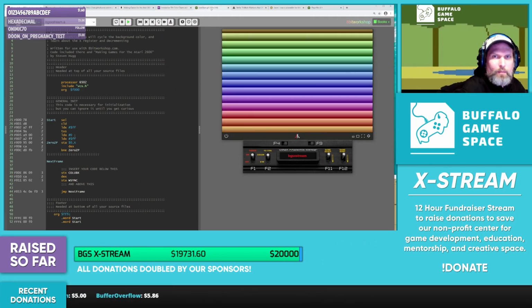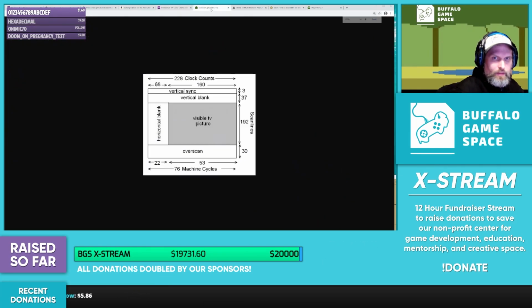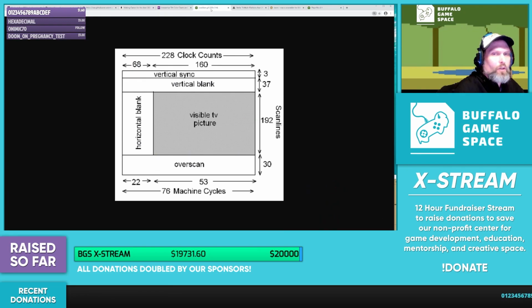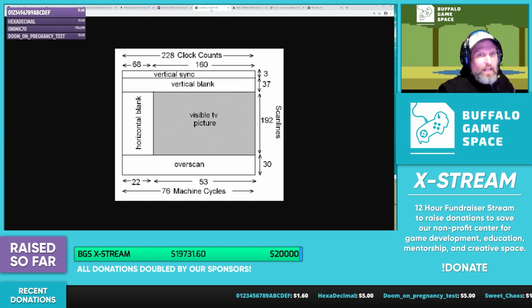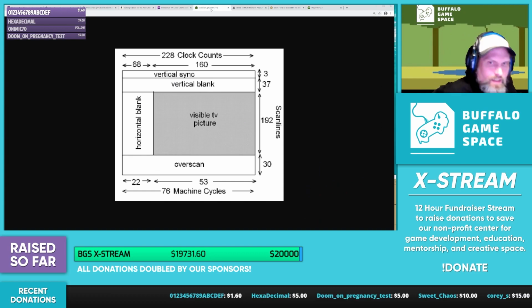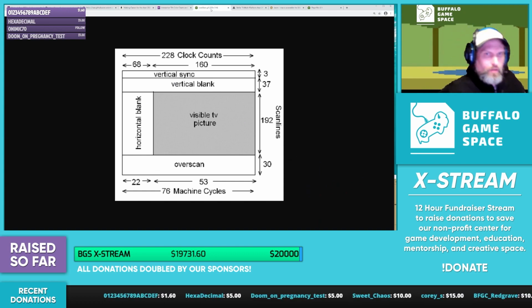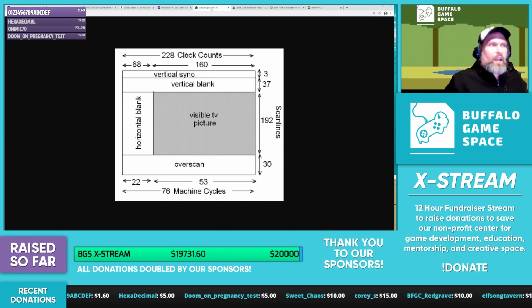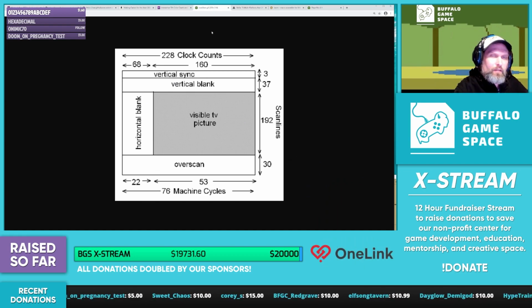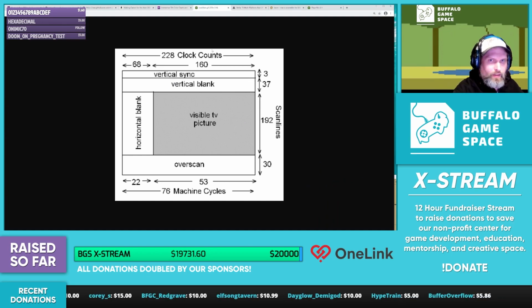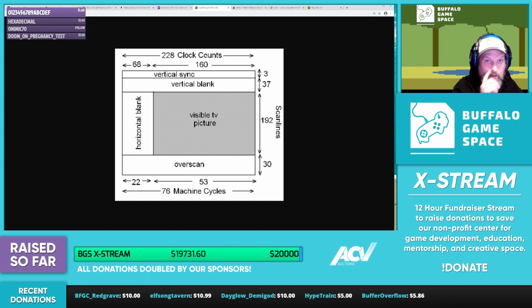Okay, so remember when I said the Atari 2600 was incredibly difficult to develop on? What you're looking at here is a diagram of the NTSC picture signal. And the fact that you have to start by understanding how NTSC works to even understand how a 2600 works is why it's hard. So here's what's going on.